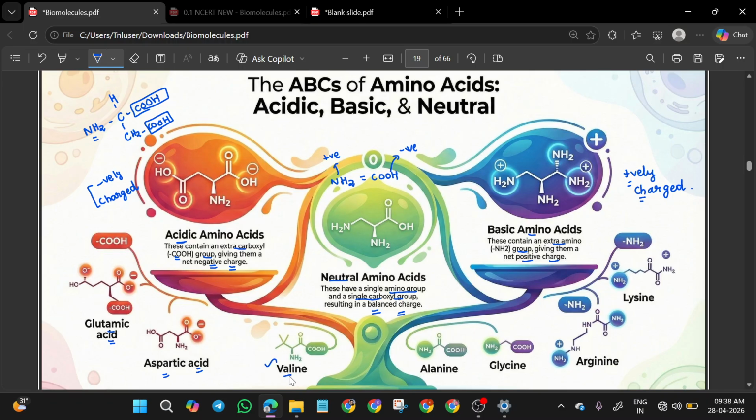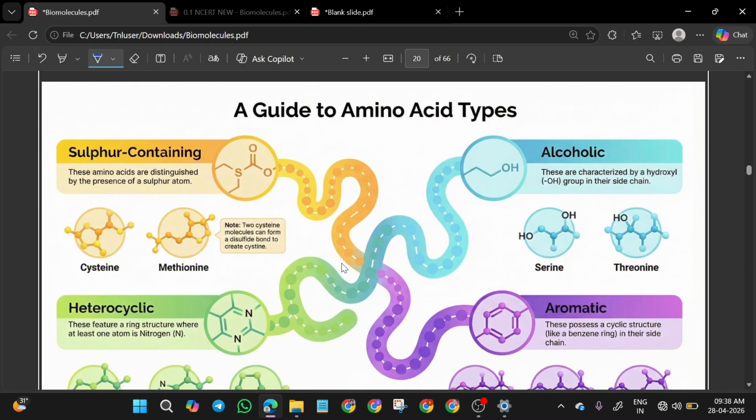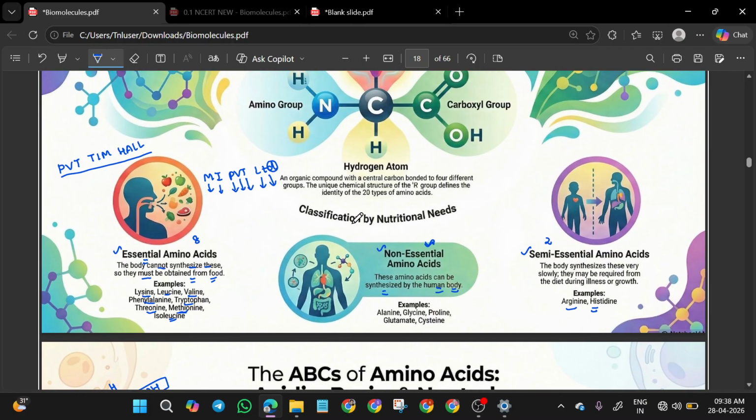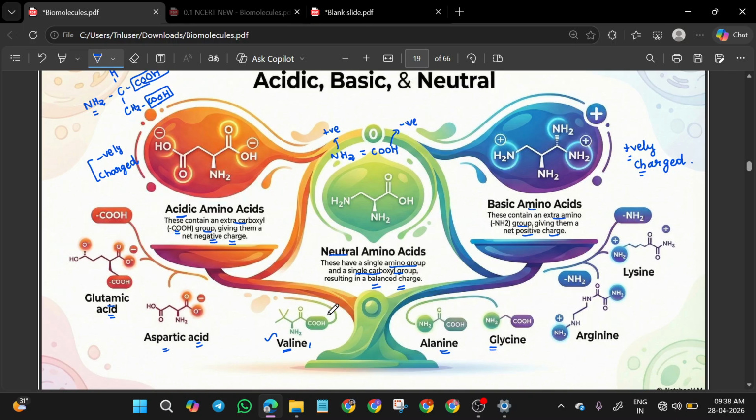Valine is one of the examples. Other than valine, we can see alanine and glycine. These are also examples of neutral amino acids. So if COOH is more, that is acidic; if NH2 is more, that is basic; if both are equal, it is neutral. You have to remember the examples. That's all, no need for structures. Fine. So this is based on charges that we have classified. First we classified based on nutritional needs, and now based on charges.